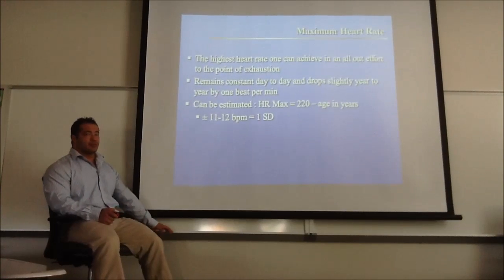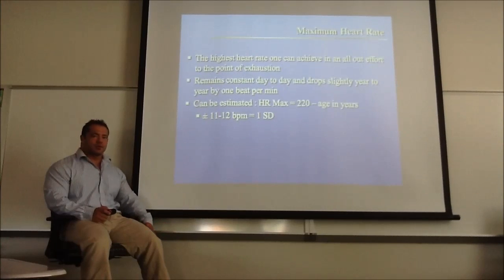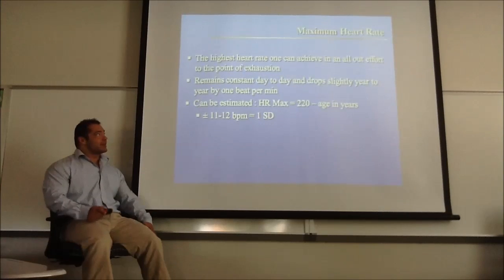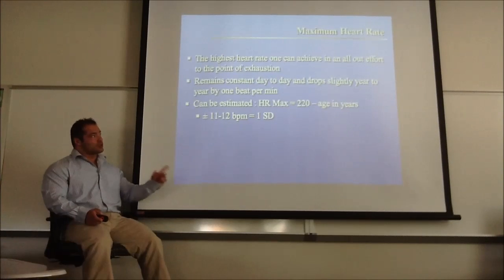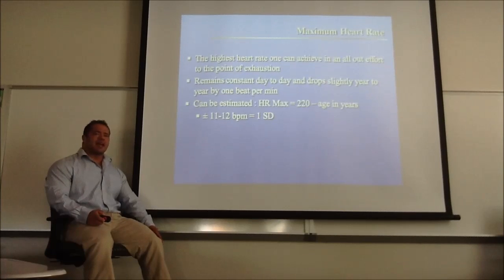Maximum heartbeat, very important concept. Humans have a maximum heart rate of about 220 beats per minute, and they hit that when they're 0 years old. So toddlers have a max heart rate of about 220 beats per minute. Heart rate falls by about a beat per minute every year after that. So 220 minus your age in years is how you calculate max heart rate. So 20-year-olds have an average max heart rate of about 200 beats per minute. 40-year-olds have about a max of 180.